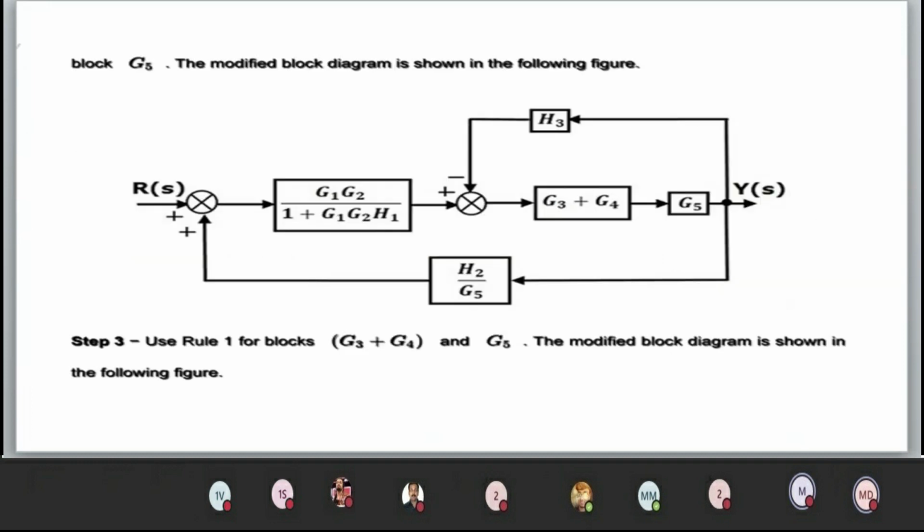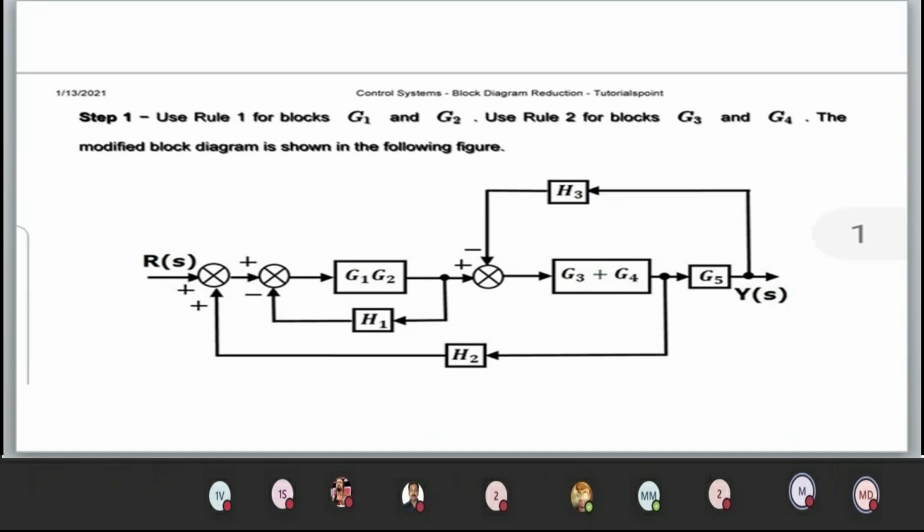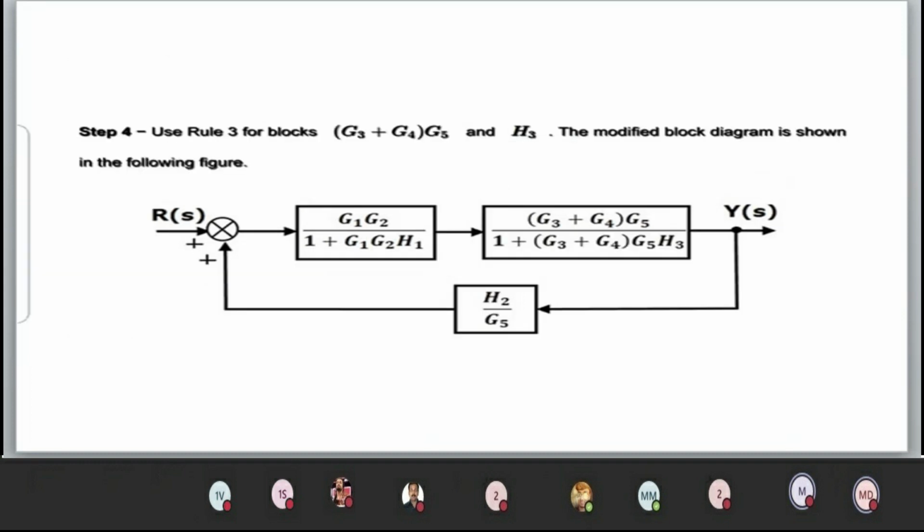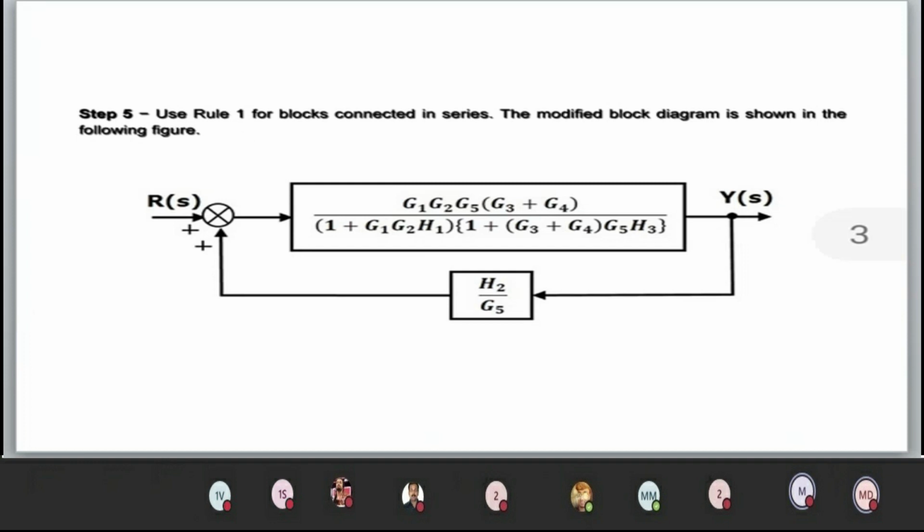You have a feedback path which is negative feedback. The forward block is G1, G2. The feedback block is H1. G1, G2 divided by 1 plus G1, G2, H1. Then you can notice that G3 plus G4 is connected in cascade with G5. And then you can further eliminate the feedback path. Two blocks are connected in cascade, multiply, convert to a single block. You have only one elimination, that is positive feedback elimination. That's all.